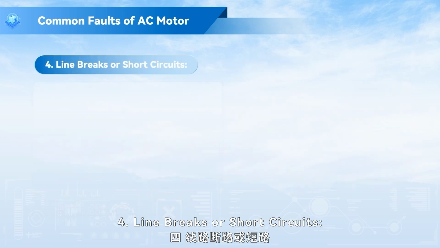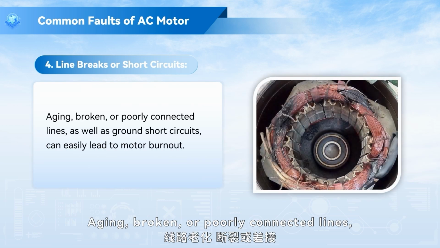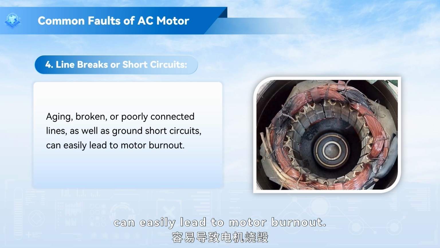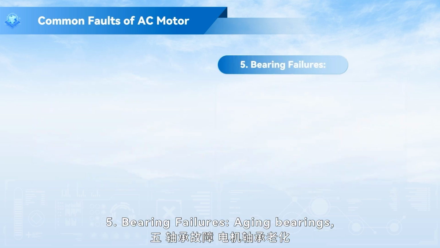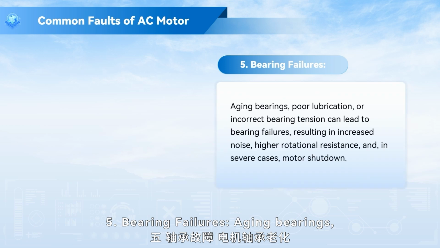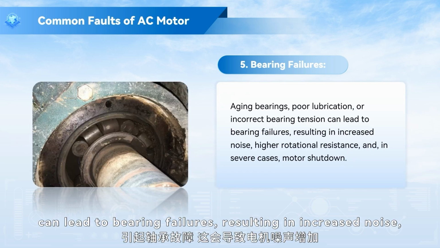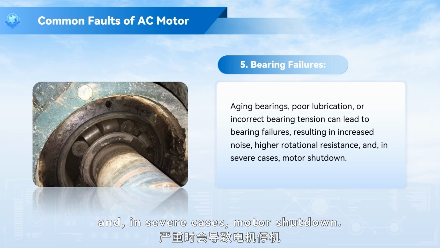4. Line breaks or short circuits. Aging, broken, or poorly connected lines, as well as ground short circuits, can easily lead to motor burnout. 5. Bearing failures. Aging bearings, poor lubrication, or incorrect bearing tension can lead to bearing failures, resulting in increased noise, higher rotational resistance, and in severe cases, motor shutdown.